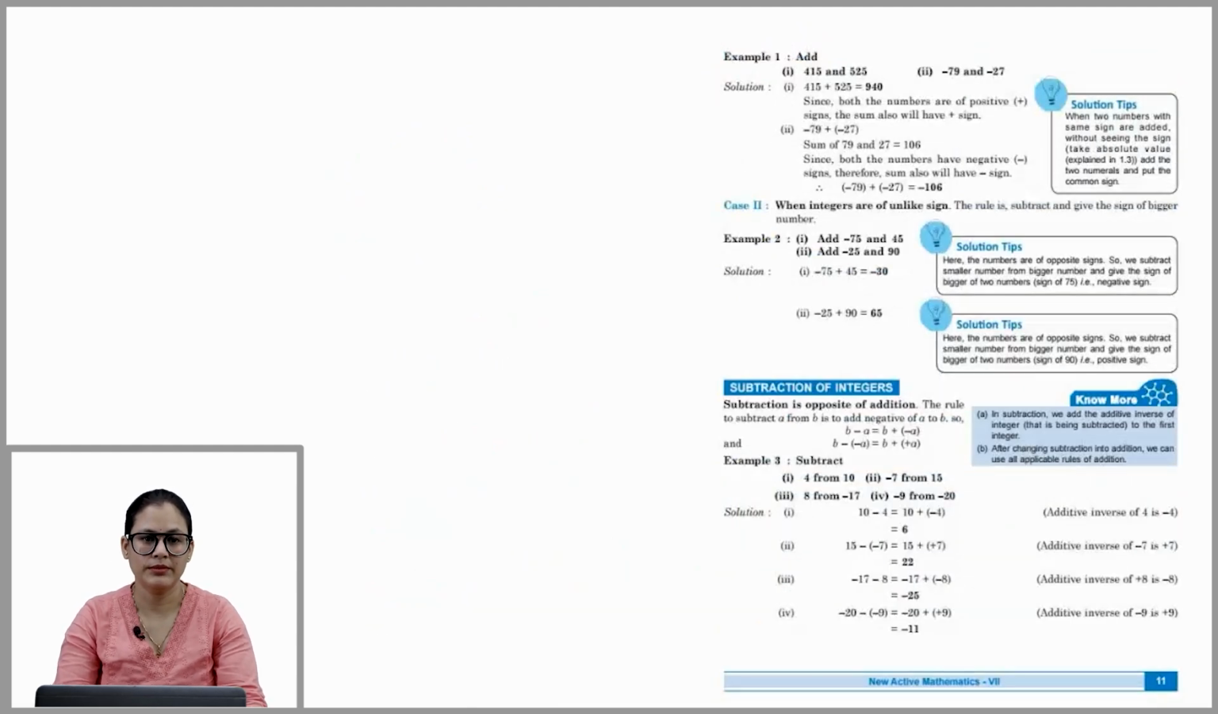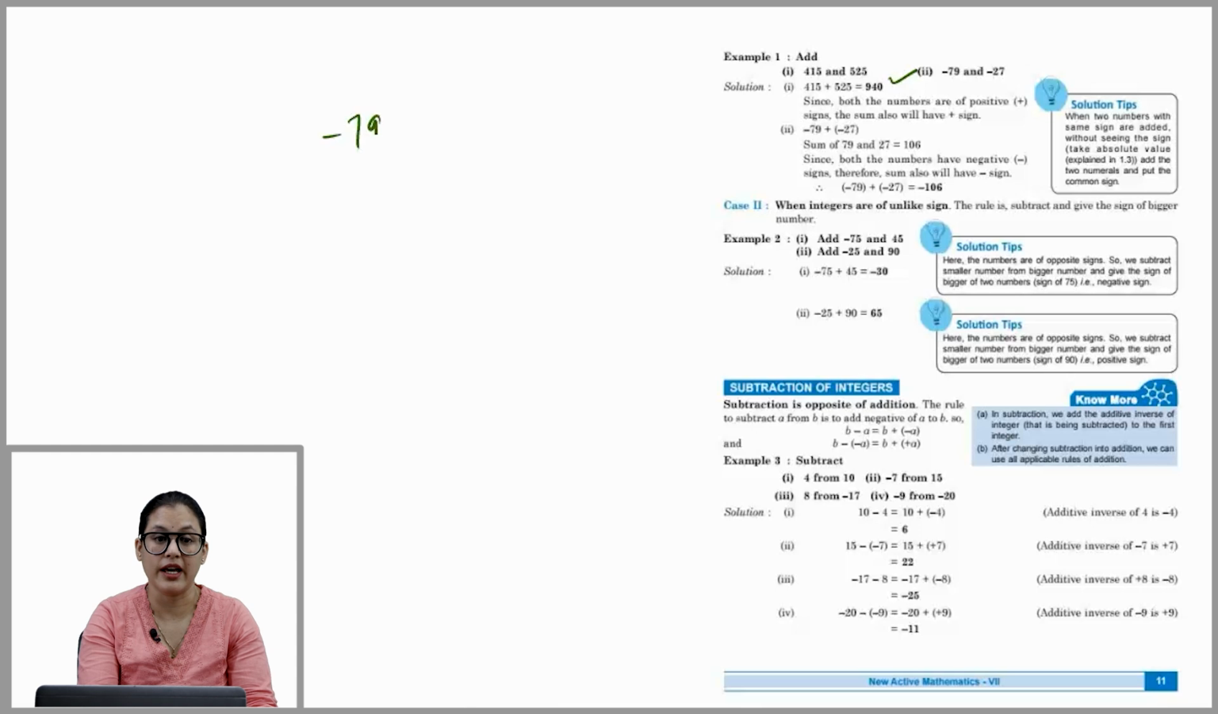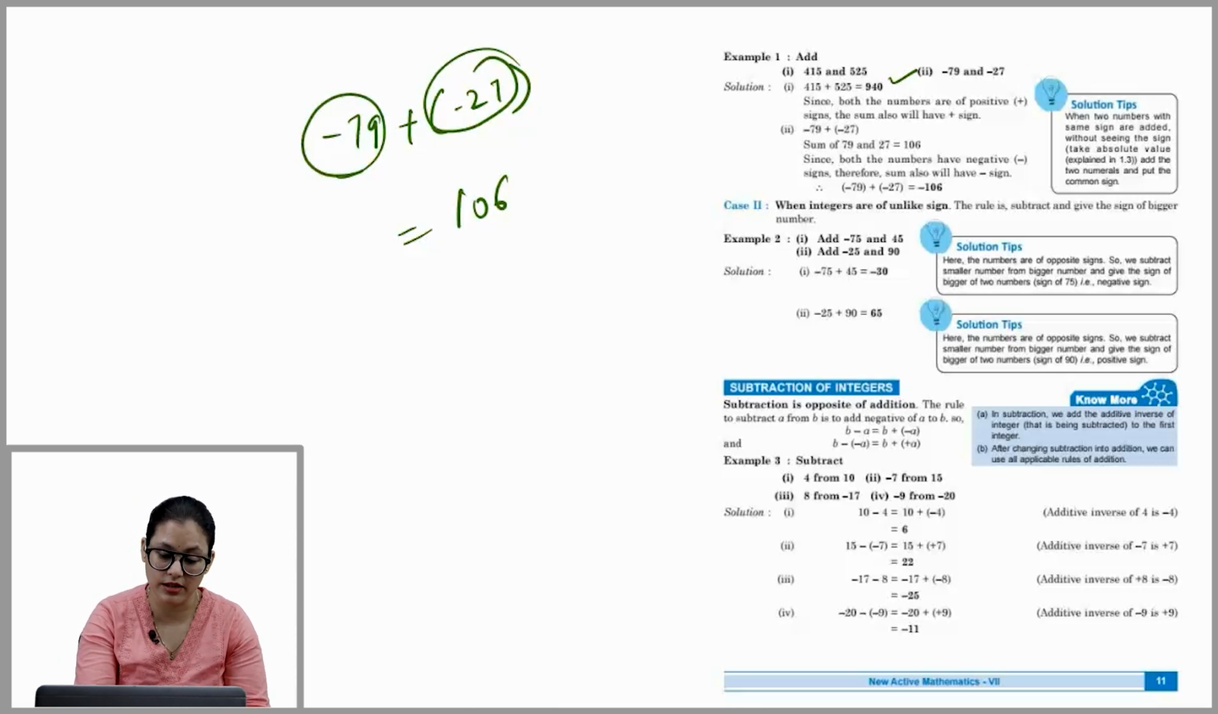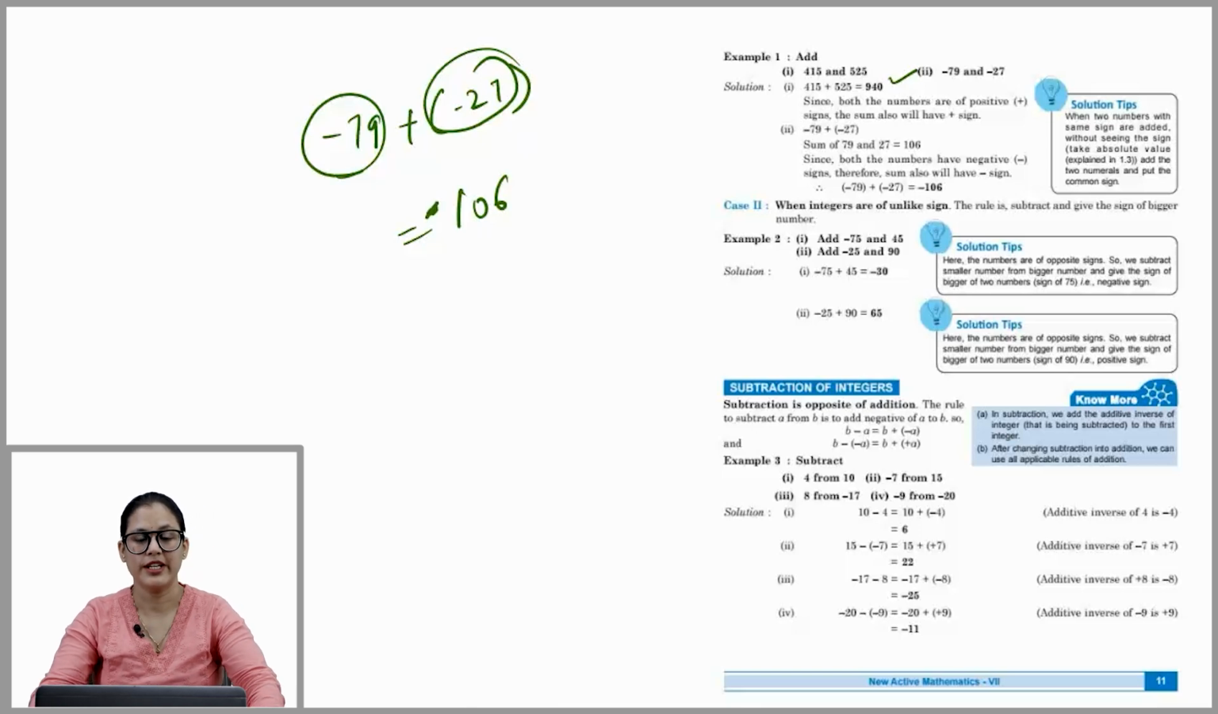Let's do example 1. Number 1, 415 and 525. You have to add these two numbers. This is very simple. 940 you will get, and both the numbers have positive signs, so the sum will always have a positive sign. Second case is -79 and you have to add -27. First you will add these two numbers, so you will get 106. 106 is the sum, but what about the sign? Since both the numbers have negative sign, therefore the sign here will be negative. Okay, got it?